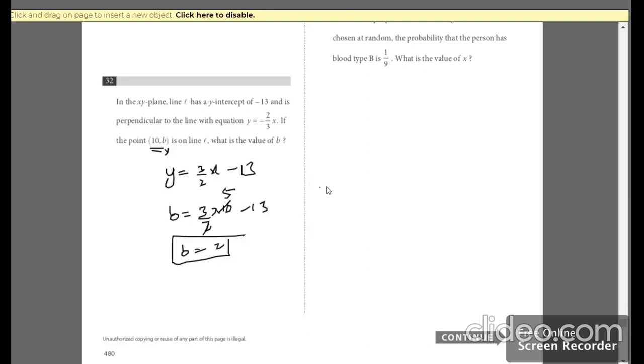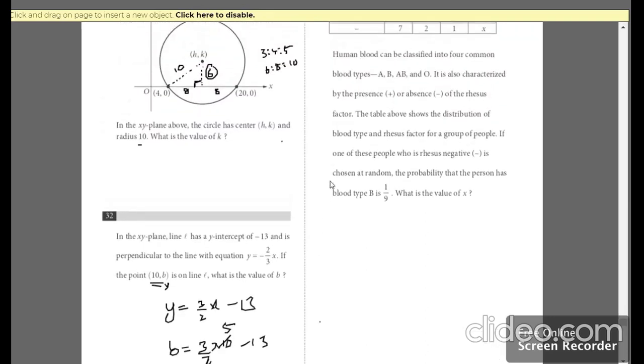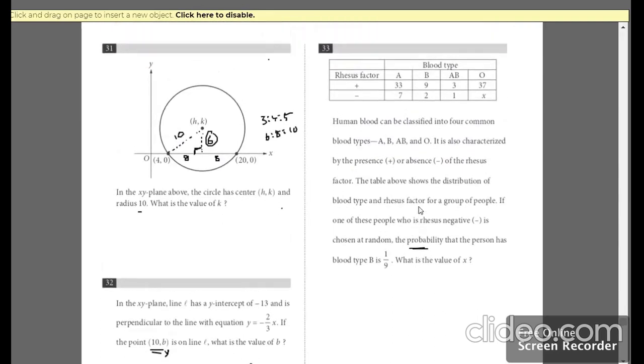In the xy plane, L has a y-intercept which is negative 13, and it's perpendicular to the line with the equation. So for a perpendicular line, your slope is going to be the negative reciprocal, so it will be 3 by 2x, and with the y-intercept that is negative 13, the point is 10 comma b, so it means the y is b. That's what we have to work out. If it is 10, it means x is 10, so 3 times 5, 15, 15 minus 13 is going to give me the value 2 for b. That's how you do it.